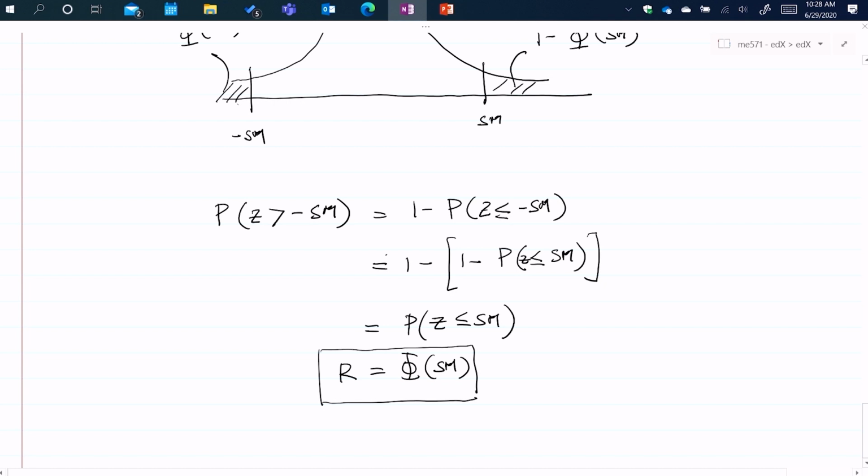So this concludes module 5.2 for analysis of load strength interference. Next, what I will do is to work out a detailed example for load strength interference. Thank you.